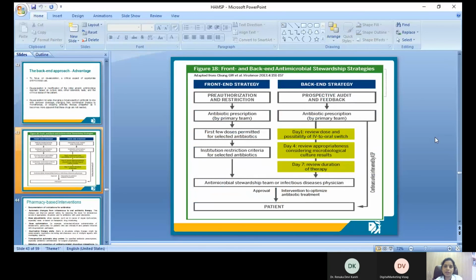So this is the common chart showing both the front-end and back-end strategies.